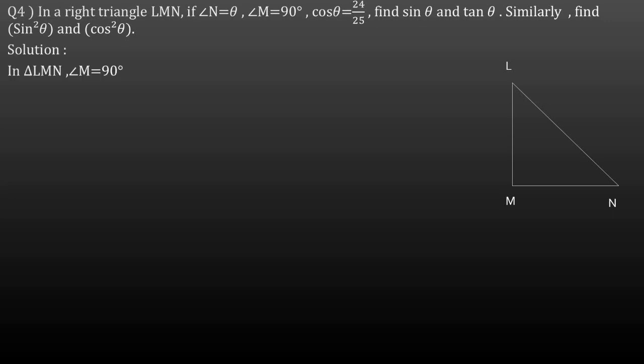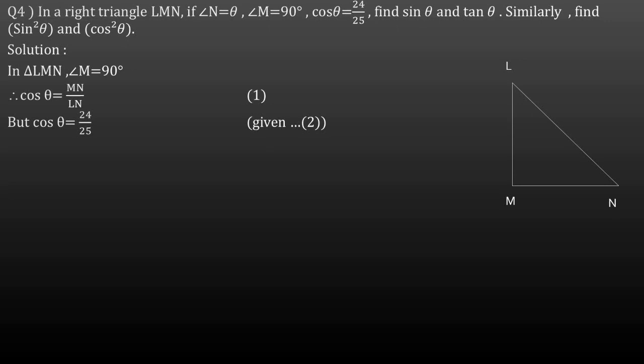In triangle LMN, measure of angle M is 90 degree, which is given. We know that cos theta is equal to adjacent upon hypotenuse. So adjacent side of angle N. Why angle N? Because angle N is equal to theta. So adjacent side of angle N is equal to MN and hypotenuse side is LN. So the ratio of cos theta is MN upon LN. So let this be equation 1. But in the question it is already given that cos theta, ratio of cos theta is equal to 24 upon 25.